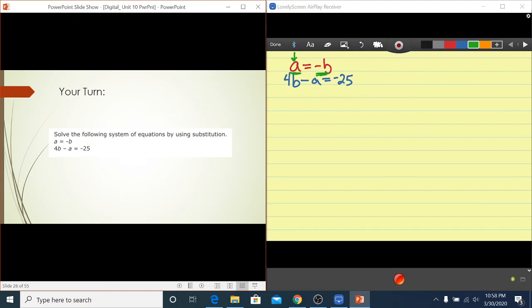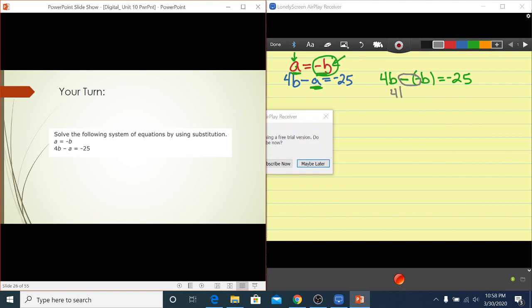But okay, so if a is worth negative b, I can come down here and plug that in. So let's do that. 4b minus, not a, what we're going to use in place of a, negative b, equals negative 25. Okay, no big deal. This right here should be throwing off alarm bells. It's really the same thing as 4b plus b.